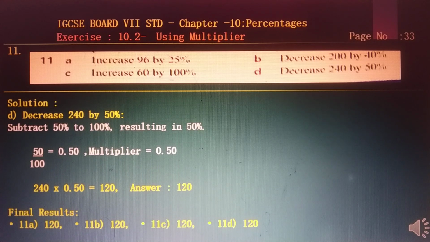D is also the same. Decrease 240 by 50%, subtracting 50% from 100%, resulting in 50%. 50%, what is the multiplier? We are getting 0.50. 240 into 0.50, 120. The final result: 11A 120, 11B 120, 11C 120 and 11D 120.